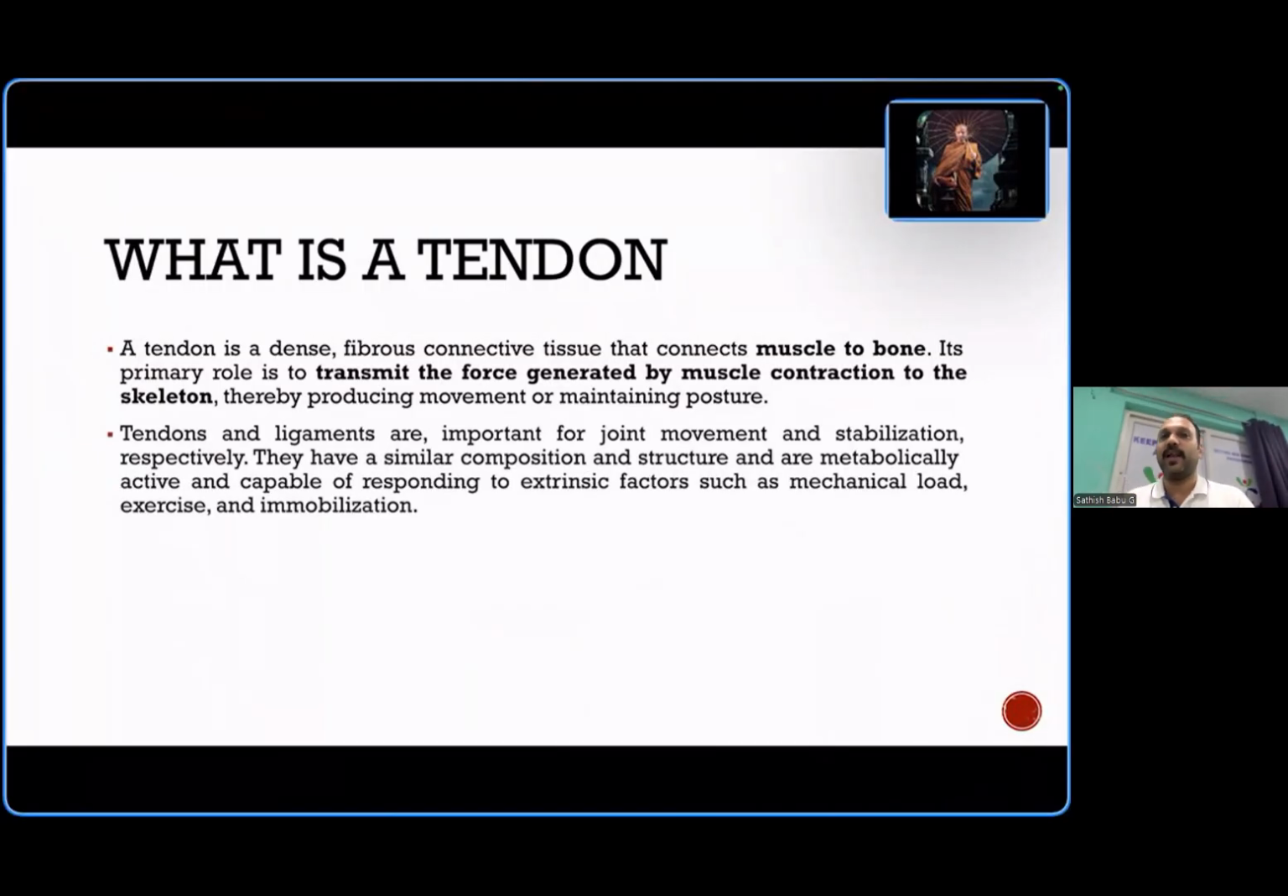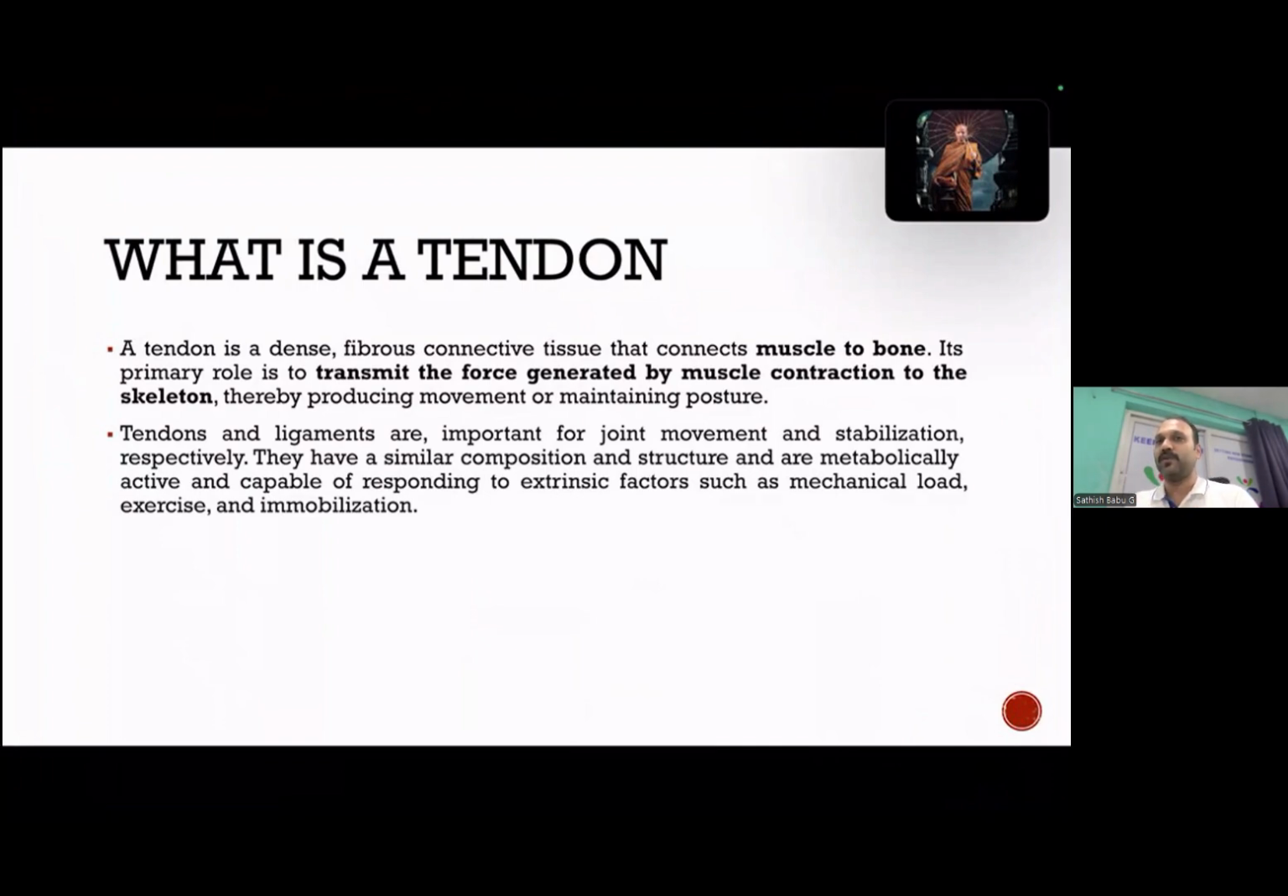Both tendons and ligaments have some similar properties, but there is a small difference between them, and both are very important for joint movement and stabilization, respectively. They are similar in structure and function, but metabolically they differ a little in loading and other areas of pathophysiology.